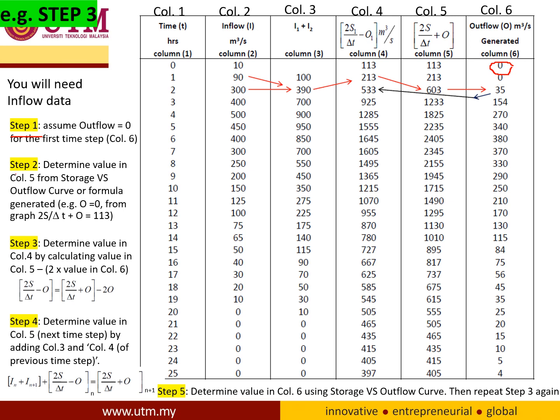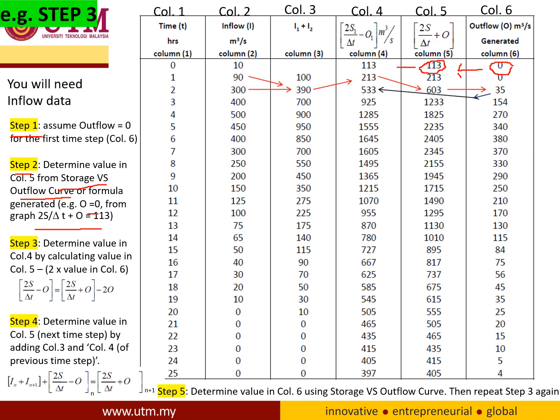And then step 2, determine the value in column 5. So next you move on to column 5. How do you calculate this? You use the graph of the storage versus outflow curve. You might use the graph, or you might use the formula generated from the graph. So for this example, if the outflow is 0, from the graph you get the 2S over dt plus outflow as 101.113.